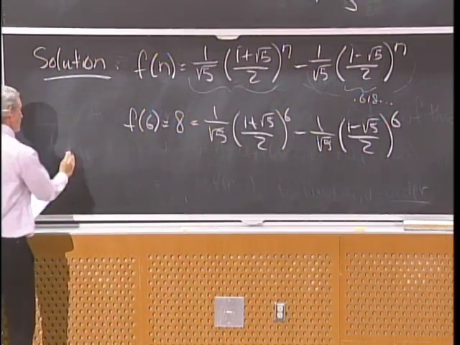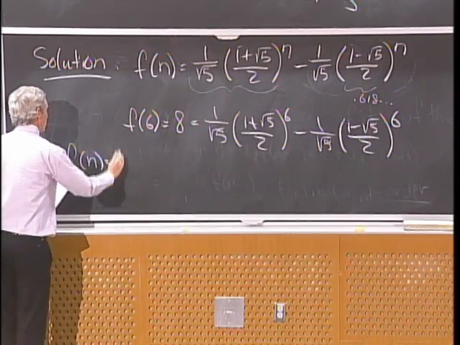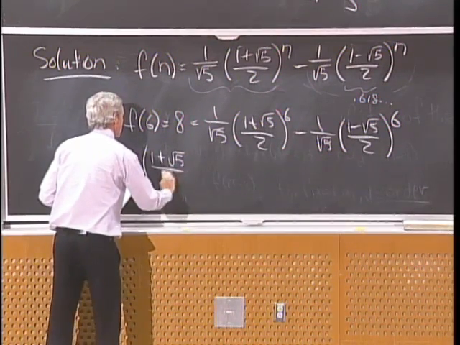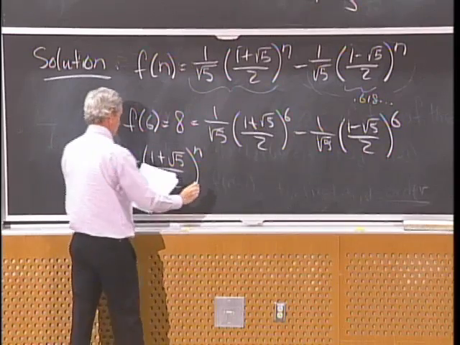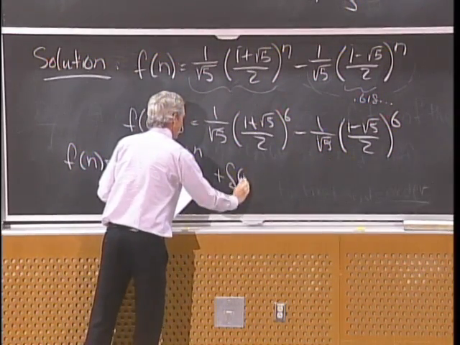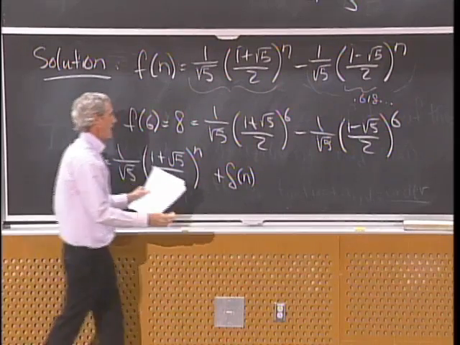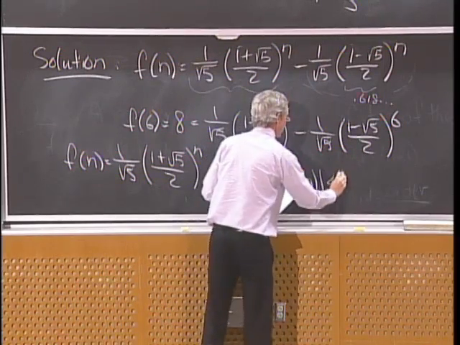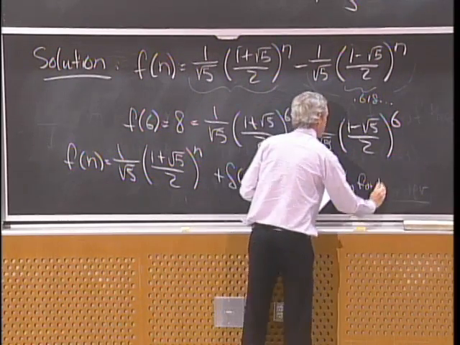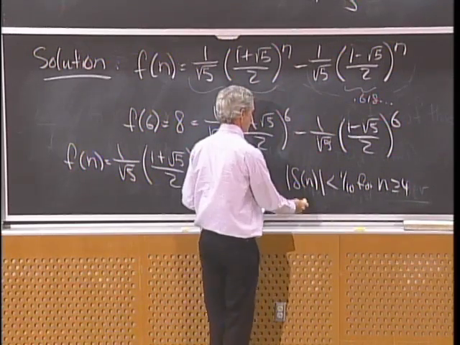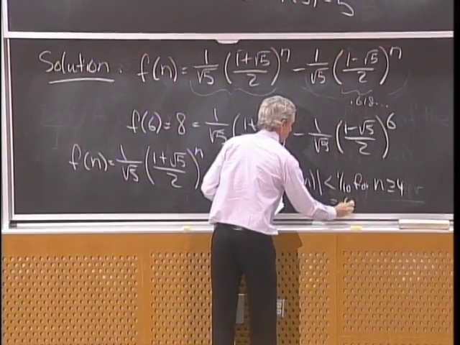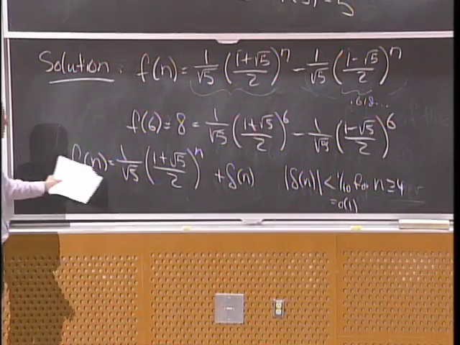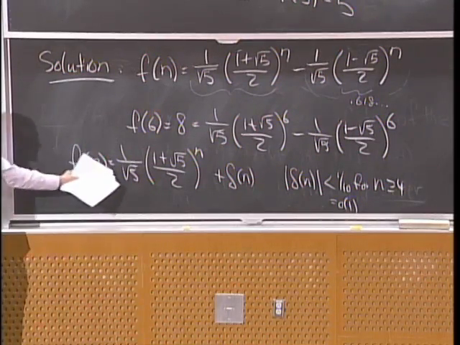In particular, f of n equals just that first one, 1 over square root of 5 times the golden ratio plus some, to the nth power, plus some error term, delta n. And delta n is less than a tenth for n greater than 4. And it is little o of 1 in general, going to 0. So in fact, the nth Fibonacci number is about the nth power of the golden ratio divided by square root 5.